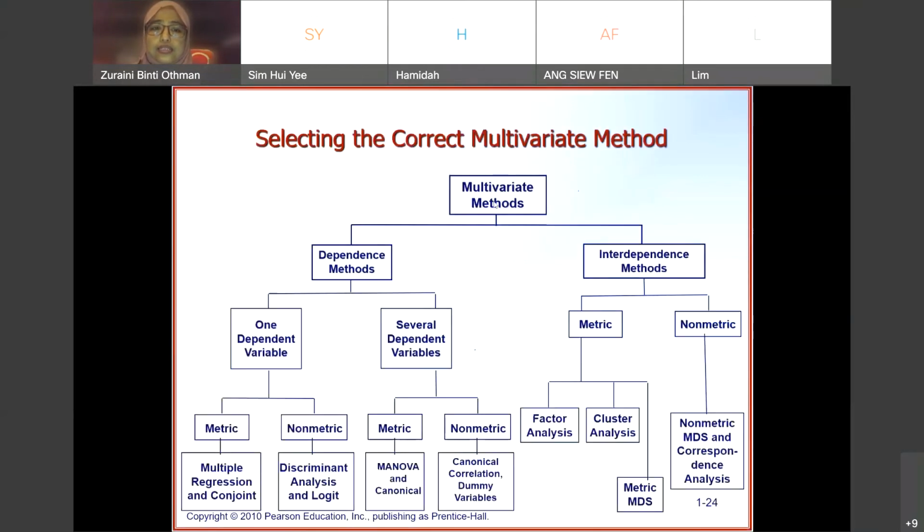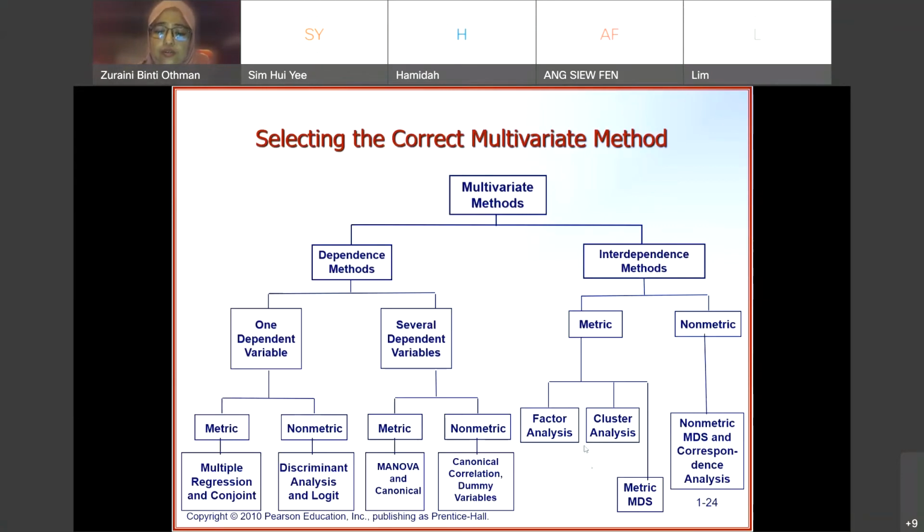Okay. Then this is the chart that we use to determine, if we are involving a multivariate method, whether we are in the dependence or interdependence. And if we are in dependence, we have to know whether our study has one dependent variable or several dependent variables. It involves several or one dependent variable, or it is interdependent. It involves metric or non-metric data.